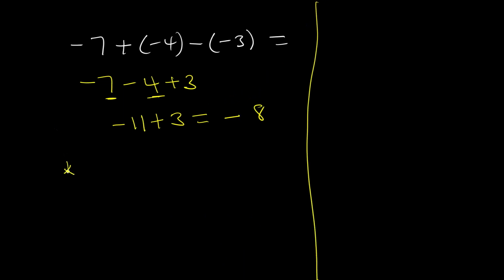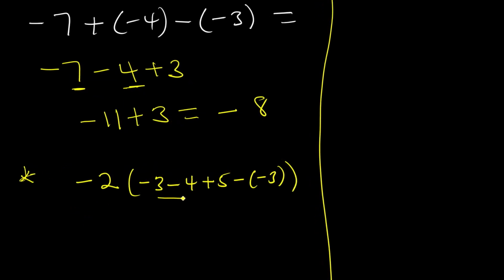So consider the next example: -2 times (-3 minus 4 plus 5 minus -3). Okay, so this one is very simple. Let's look at the bracket. So this is the bracket. Now I have minus 2 outside. Let me introduce this bracket. So let's deal with this one.